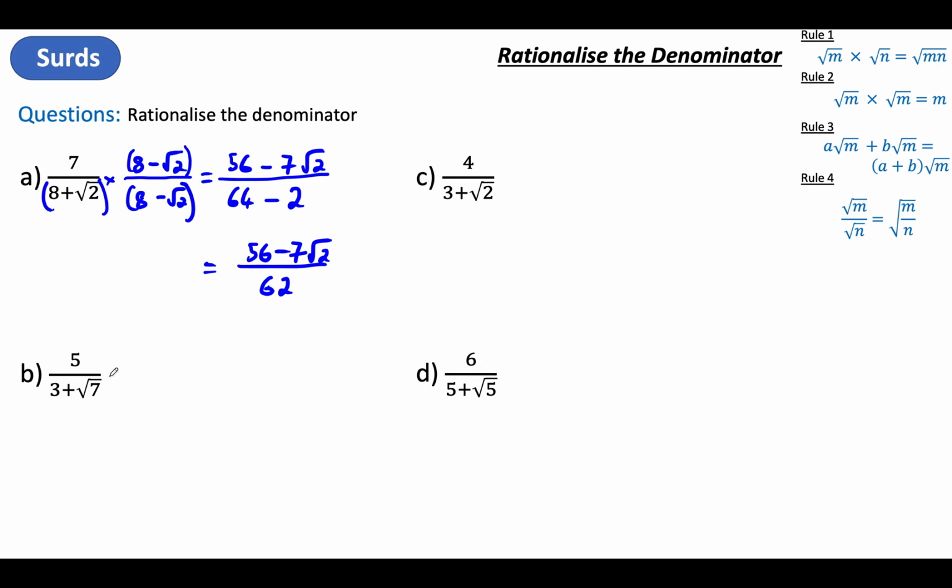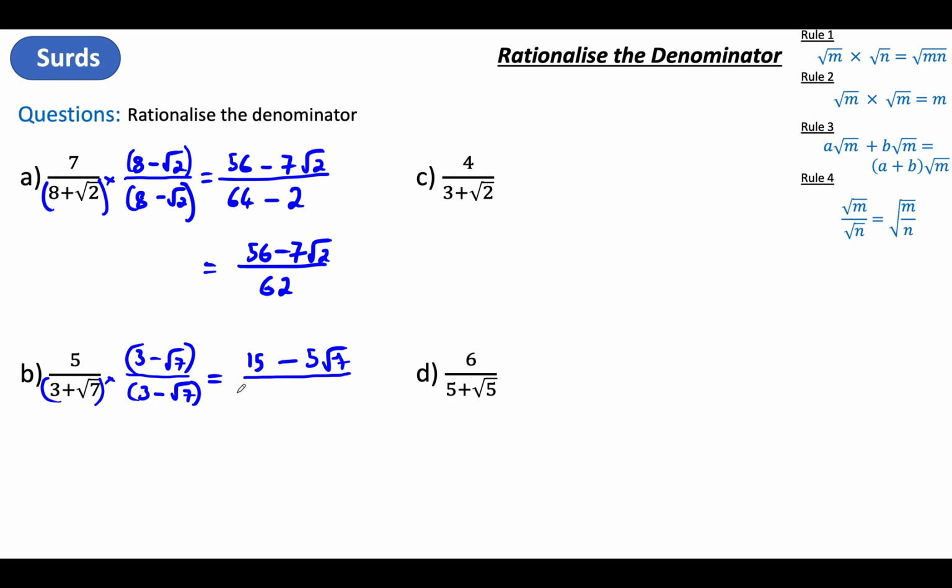Okay, this one, we are going to times it by the conjugate, which is 3 take away root 7. It's the same thing, just with a different sign. And of course, we do the same to the top as well. Right, okay, so let's do some multiplying on top. 5 3s are 15, and then 5 lots of root 7 is 5 root 7. And of course, that was negative.